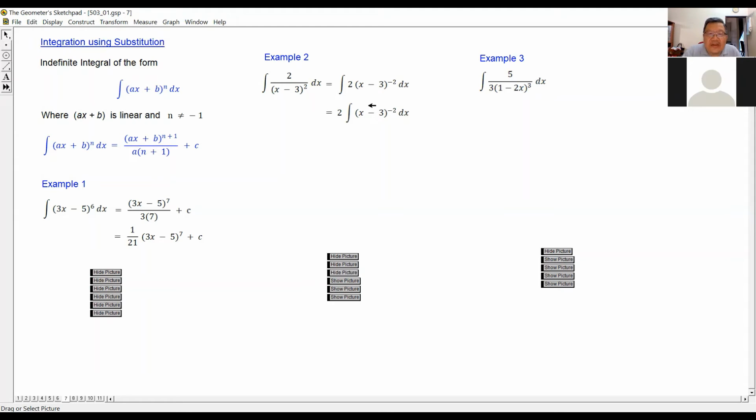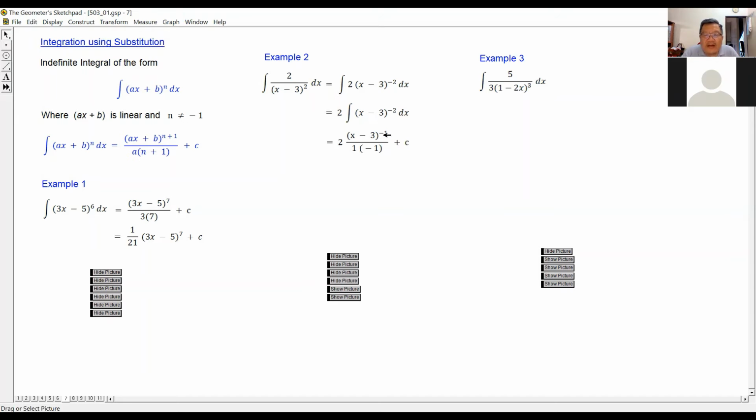Now this thing here is really of this form, ax plus b to the power n. Okay, so what to do? Increase the power by 1, it becomes -1, then divide by -1, and also divide by 1, the number in front of x. This is what I mean. The 2, you just leave it outside.